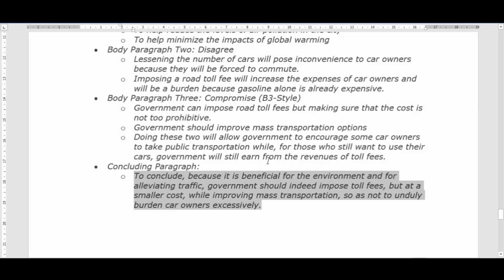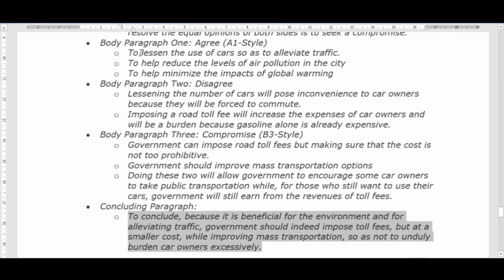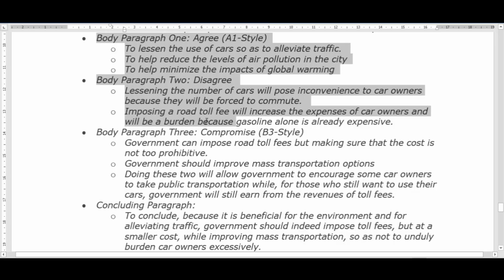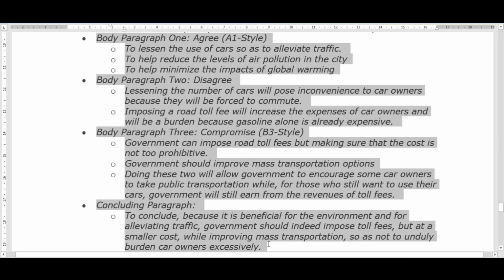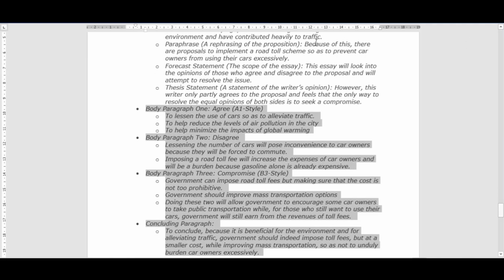So that is an example of how the B3 style can actually be used for a one-sided question prompt. Wait, let me just fit all of the arguments there. So that's body paragraph 1, body paragraph 2, and body paragraph 3, and there's your conclusion. This is the B3 or the compromise style that can be used for a one-sided question prompt. In answer to the question earlier, can a B3 style be used for a one-sided question prompt? Alright, so we just had a one-sided question prompt wherein we demonstrated 3 possible ways of resolving the issue. This is the compromise style or the B3 style.